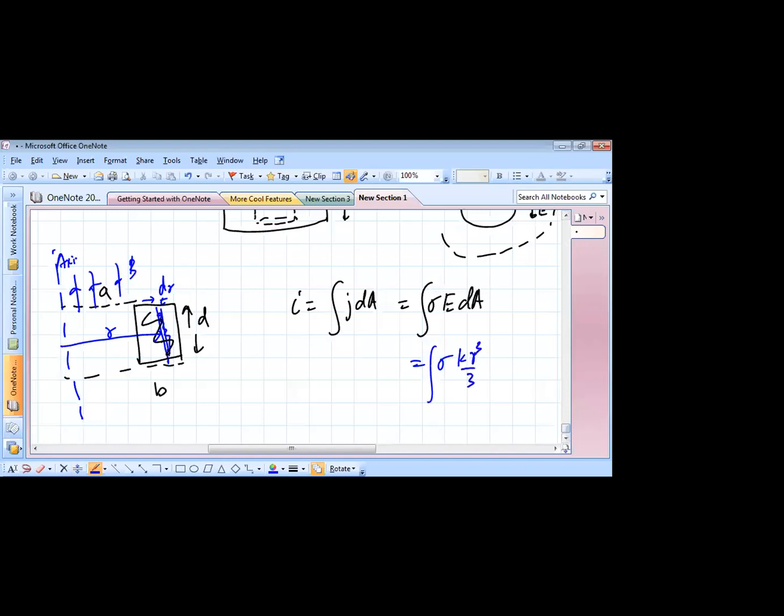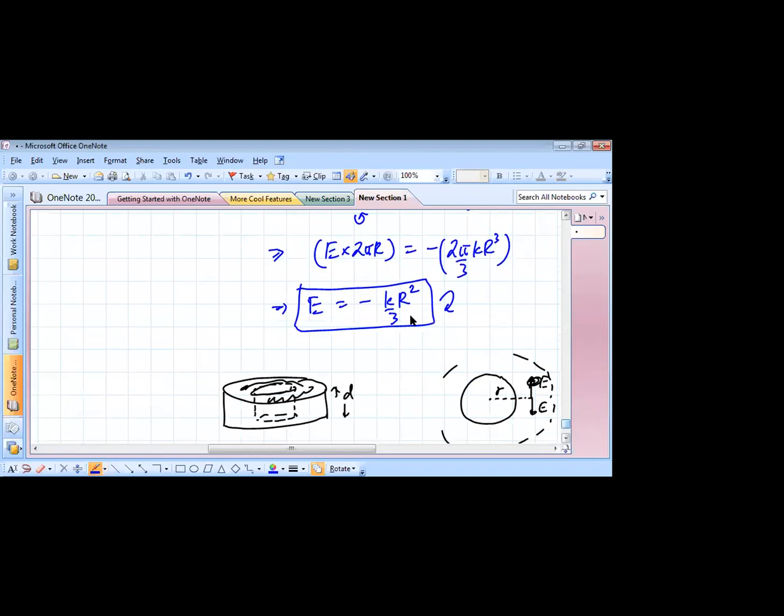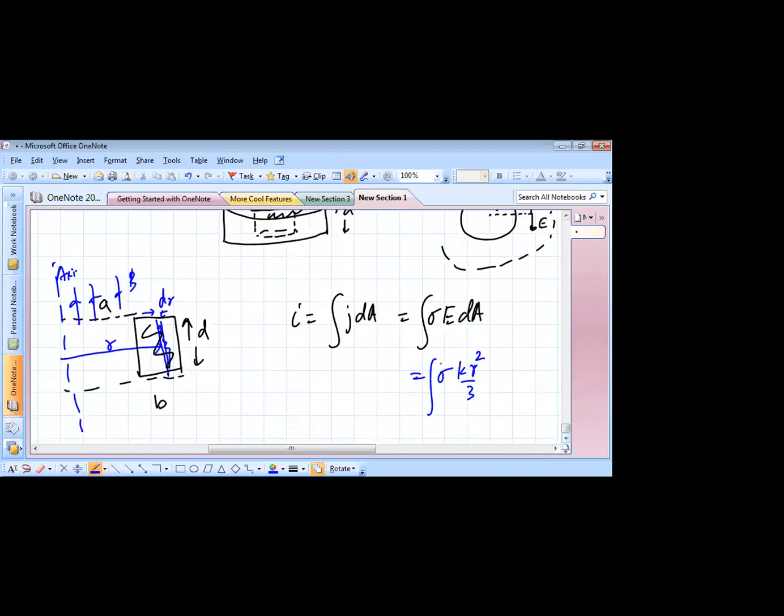Oh, r square it was, my mistake, because one r got cancelled. The electric field as a function of distance is k by 3 r square. So here it will become small r. So that is sigma into E into dA. Now dA will be how much? It will be the thickness d into dr. So this is your dA.